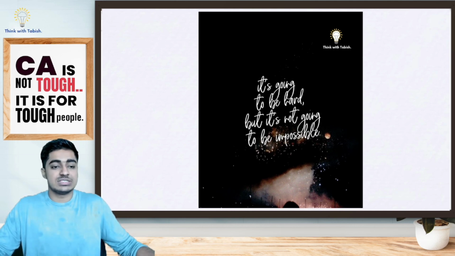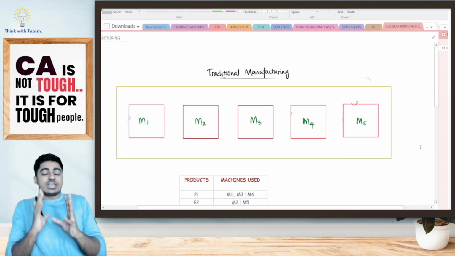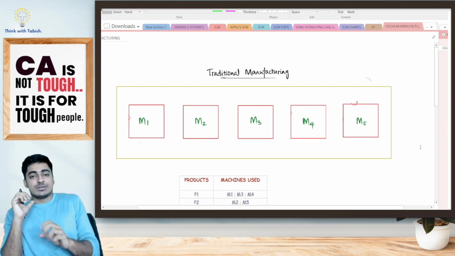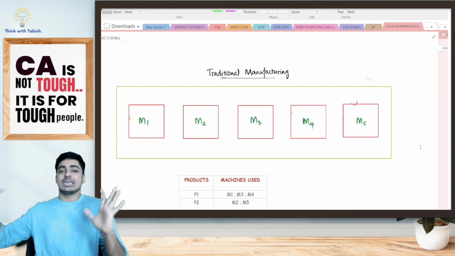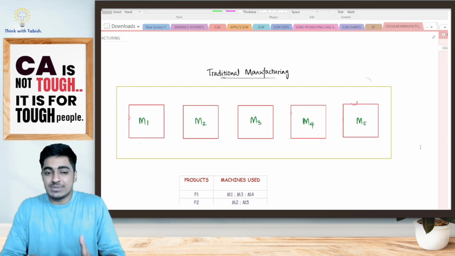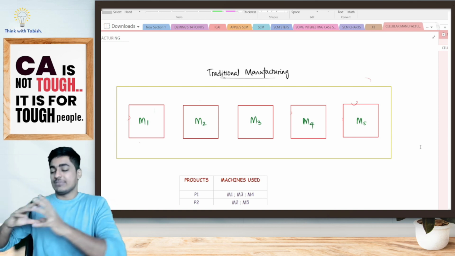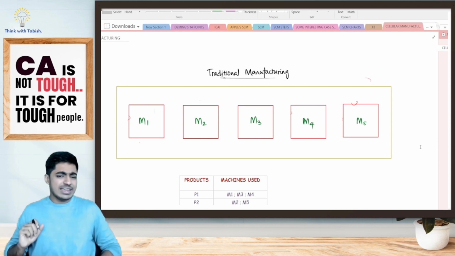First, let's begin straight away with a small example to understand practically how things are going to work. So traditionally, how was manufacturing happening? Suppose there are 5 machines. We will arrange them one by one in a row. Say for example, we have 5 machines, machine 1, 2, 3, 4, 5. We have arranged them in a row. This is how the factory layout would look.